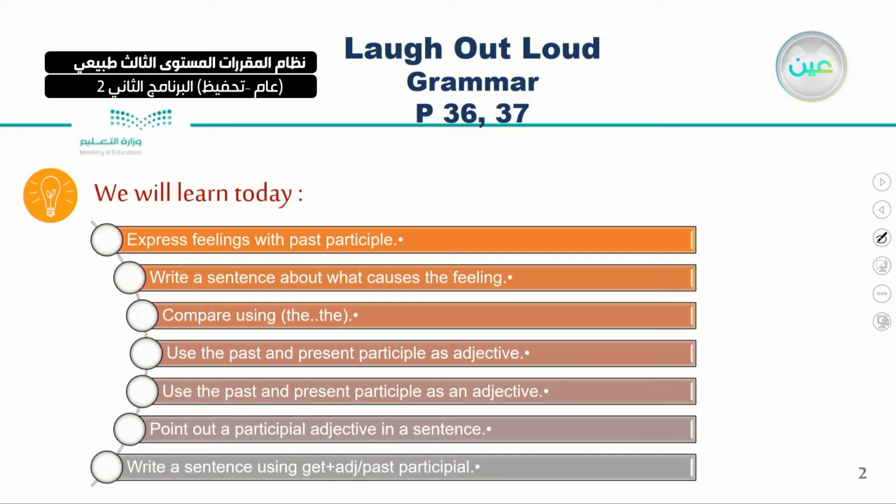Use the past and present participle as adjectives. Also point out a participle adjective in a sentence, and write a sentence using get plus adjective or the past participle. So these are the objectives of today's lesson.